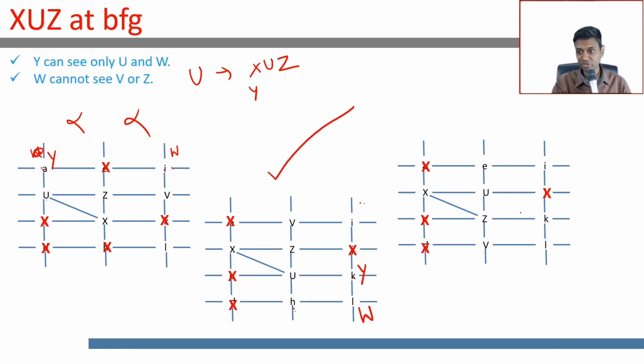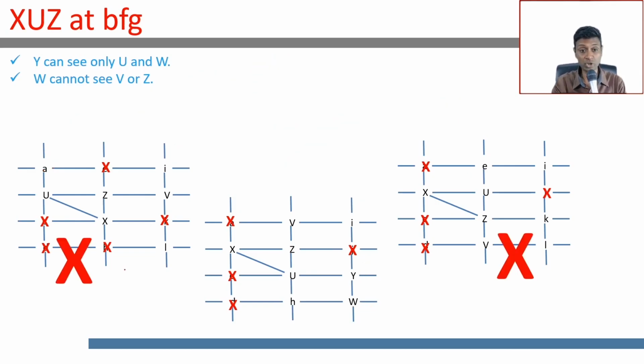Next possibility. In this sequence, let's see. Y can see only U and W. From U, this side, nothing is available here. If Y were here, then Y would be able to see Z and V also. That's not possible. So this possibility is also ruled out. So only one possibility exists. With X at BFG, these two are ruled out. Only this exists.